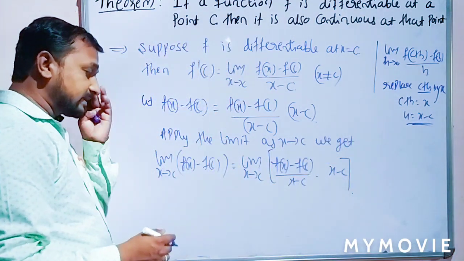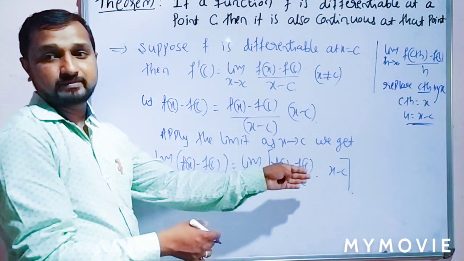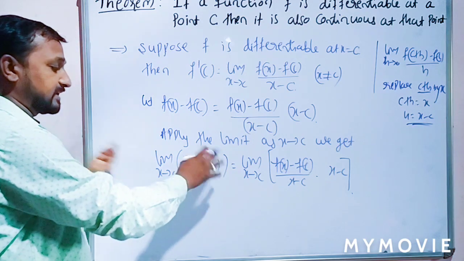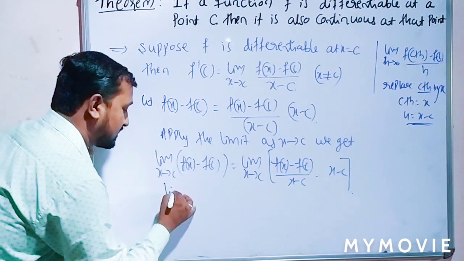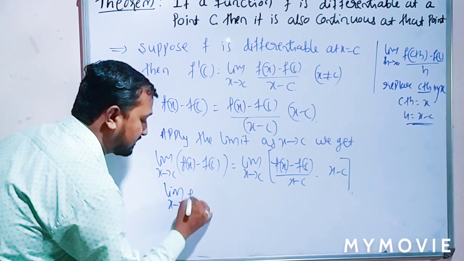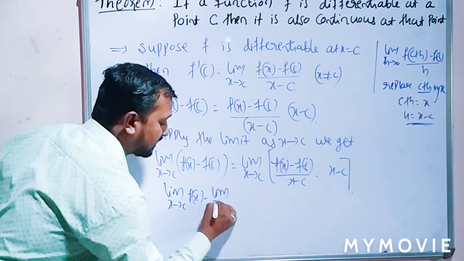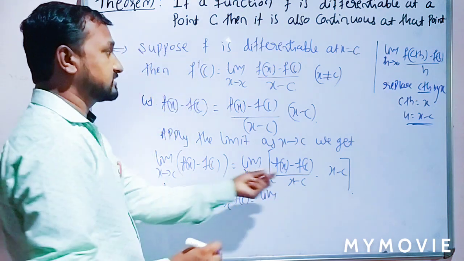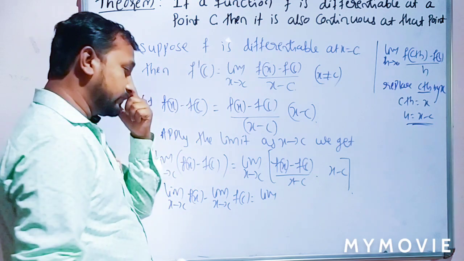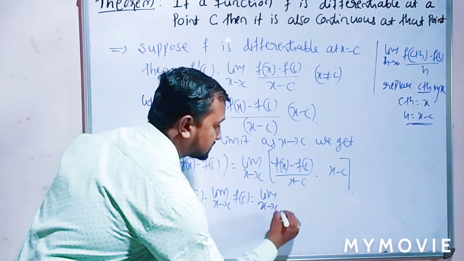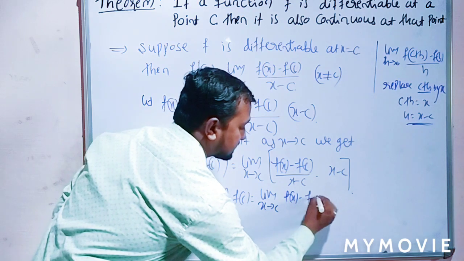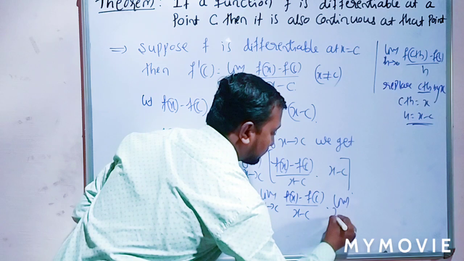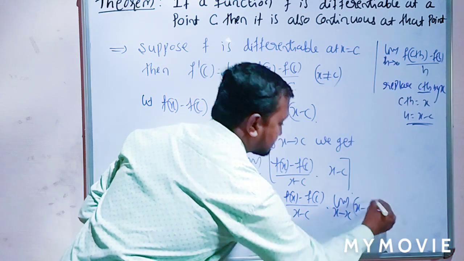So then, by using algebra of limits, simplifying this step, we get the limit of f of x minus f of c, the difference between the limits. That is, limit of x tends to c, f of x minus limit of x tends to c, f of c equals, with a small adjustment for the definition of the derivative function, limit of x tends to c, f of x minus f of c divided by x minus c, into limit of x tends to c, x minus c.